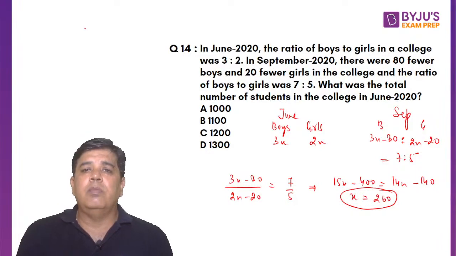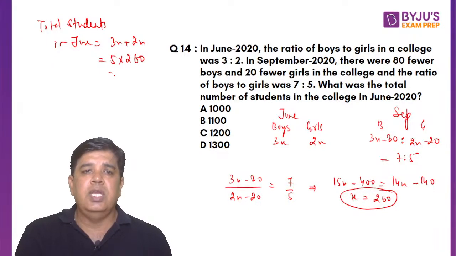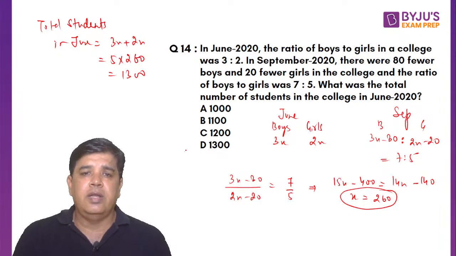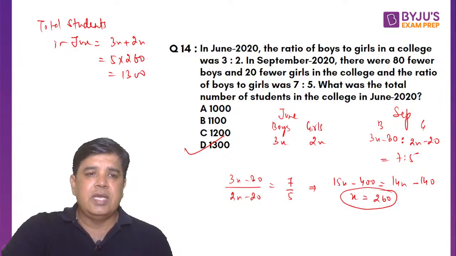What is the total number of students in June? Total students in June are 3x plus 2x, that is 5 times of 260, that is 1300. So D part is the correct answer.